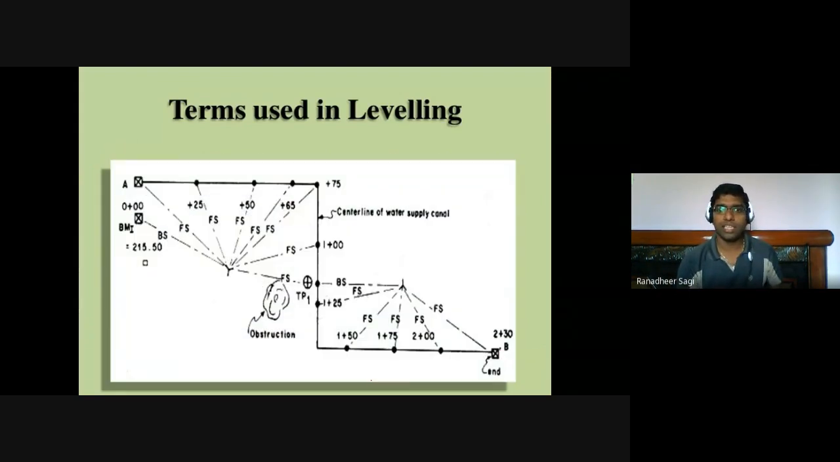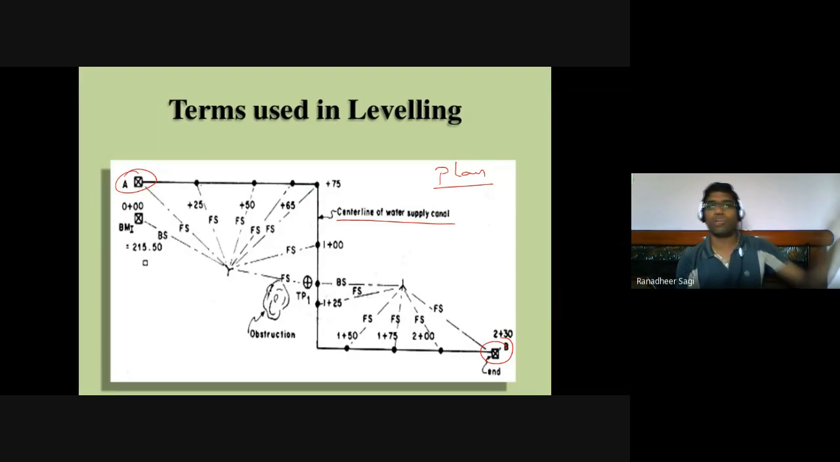Okay, so let's say this is some typical plan of the center line of a water supply canal. So you have some water canal. The center line of the water canal is marked between some point A here and B here. I want to understand the elevations of different points lying on that line going from A to B. For which we have marked some points on that center line of the canal, for which elevations are to be determined.